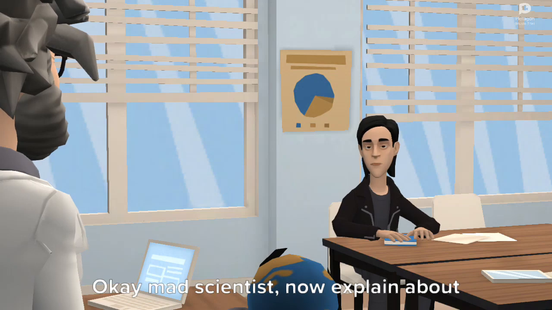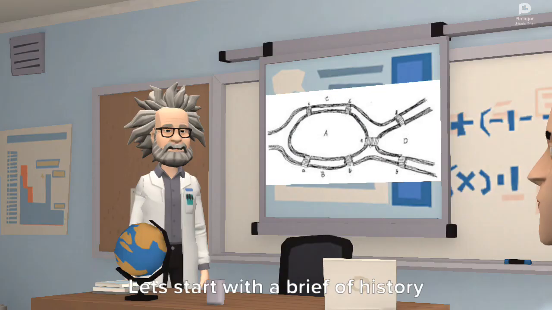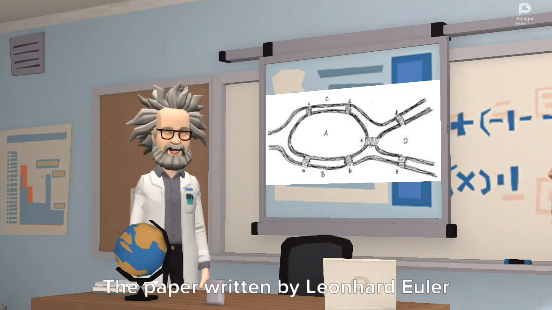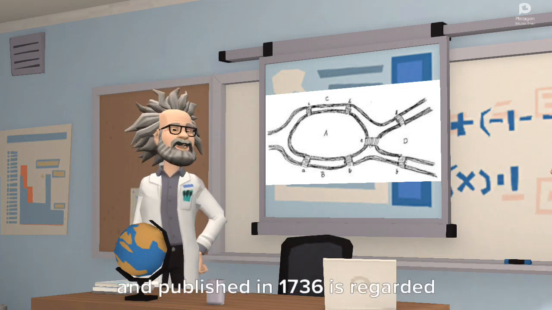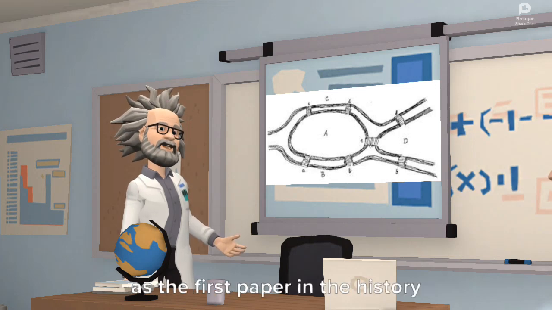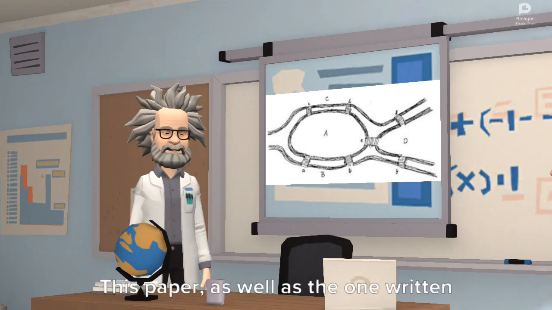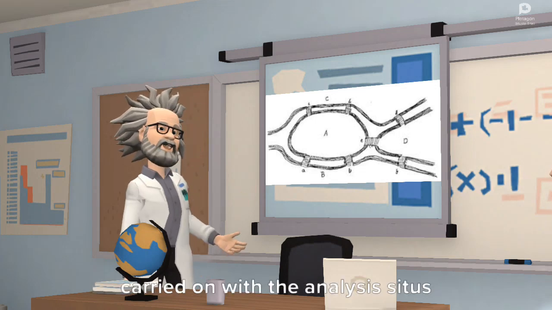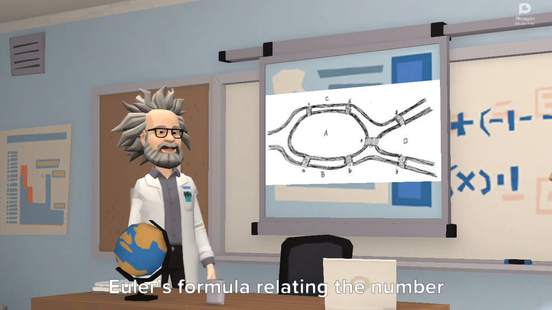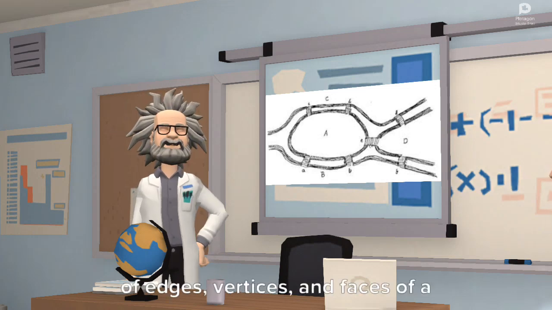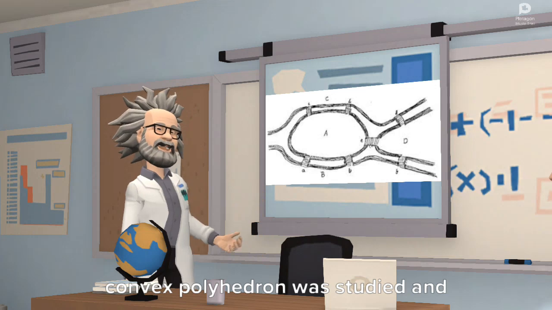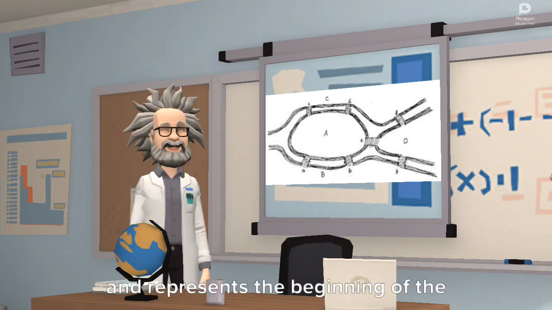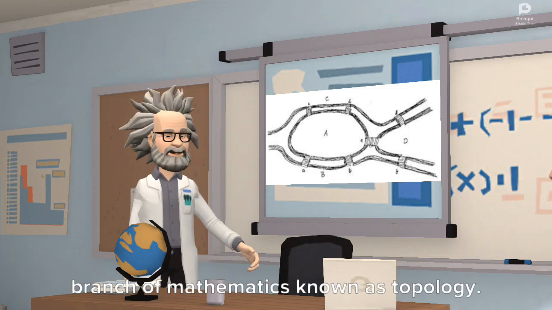Okay Mad Scientist, now explain about the graph theory. Let's start with a brief history about graph. The paper written by Leonhard Euler on the 7 bridges of Königsberg and published in 1736 is regarded as the first paper in the history of graph theory. This paper, as well as the one written by Vandermonde on the knight problem, carried on with the analysis situs initiated by Leibniz. Euler's formula relating the number of edges, vertices, and faces of a convex polyhedron was studied and generalized by Cauchy and L'Huilier, and represents the beginning of the branch of mathematics known as topology.